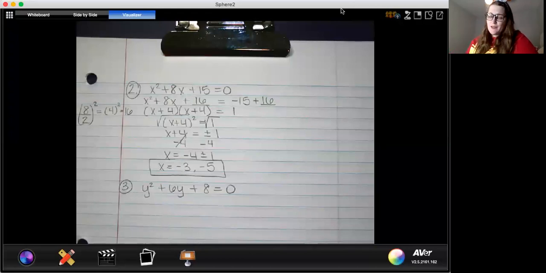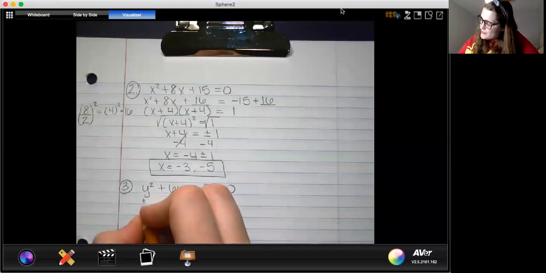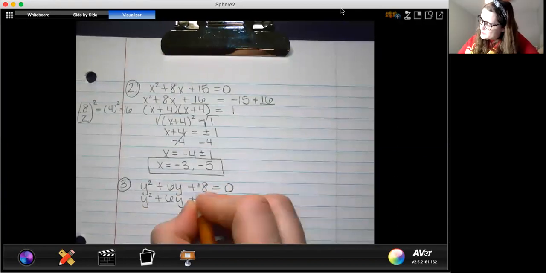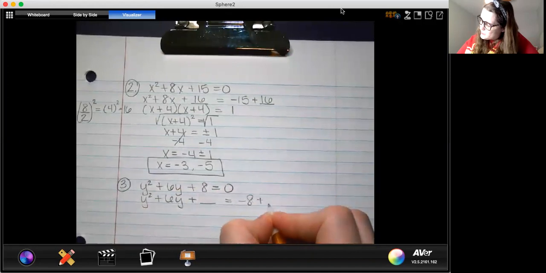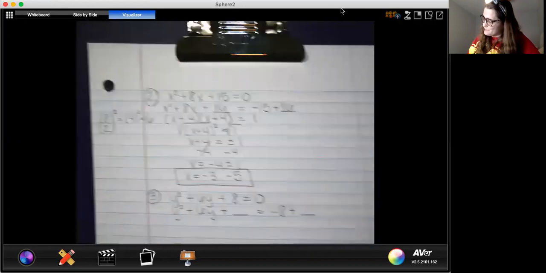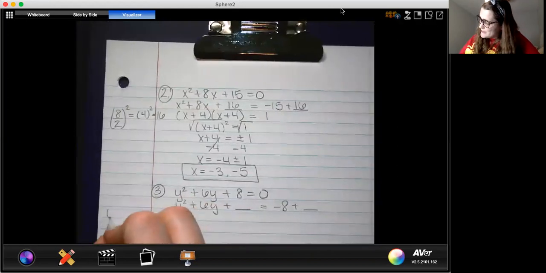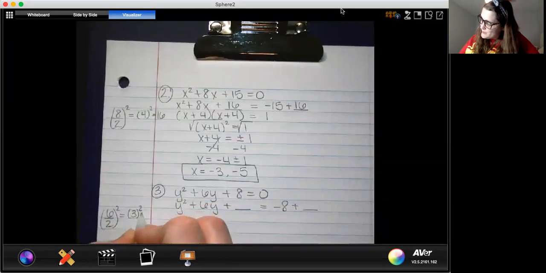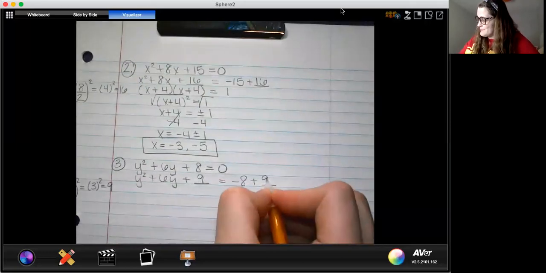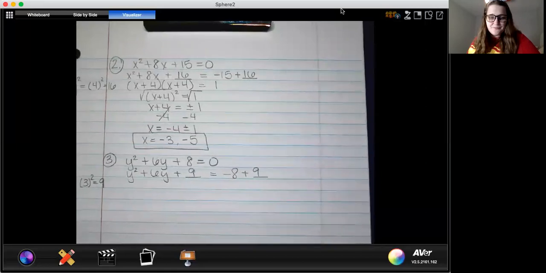So first thing, we divide by a, but in this case, obviously that's not applicable because it's already 1y squared. Next thing is formatting. So y squared plus 6y plus blank equals, we'd subtract that 8 and add a blank. Then we're going to do our b divided by 2 squared. So we have 6 divided by 2, quantity squared, which would be 3 squared, which is 9. So we're going to add 9 to both sides. And then we're going to factor.